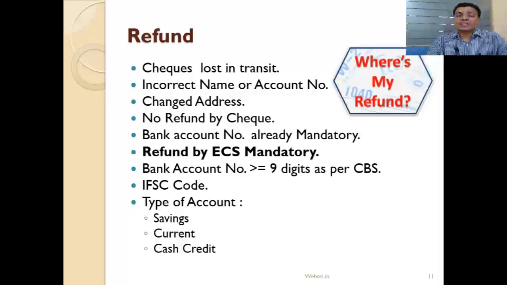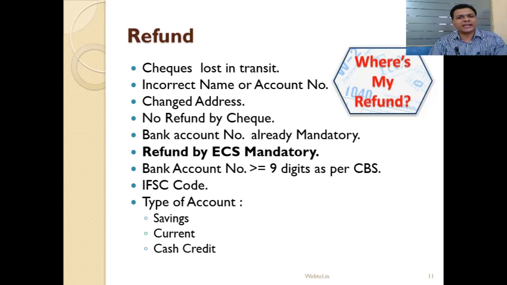Another important change that the department has made this year is that refund by ECS has been made mandatory. Now you'll ask why? Because with cheques we were facing a lot of problems. Many a time cheques were lost in transit. Many a time they were fraudulently encashed. Sometimes even the name or account number was incorrect, so you were not getting the benefit. Sometimes your address was changed. You shifted to another city. The cheque was delivered at your old address. It was returned back to the department.